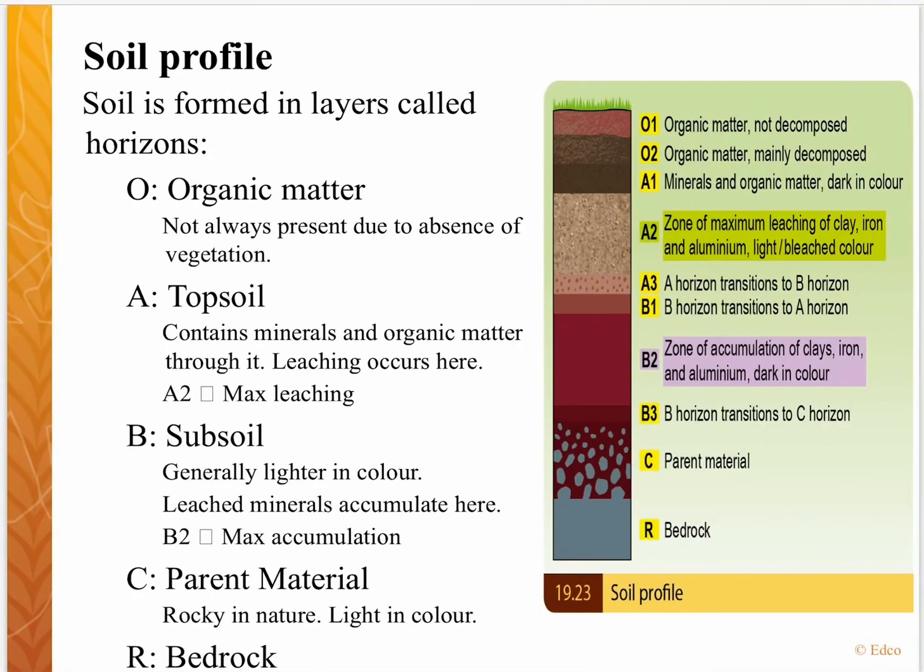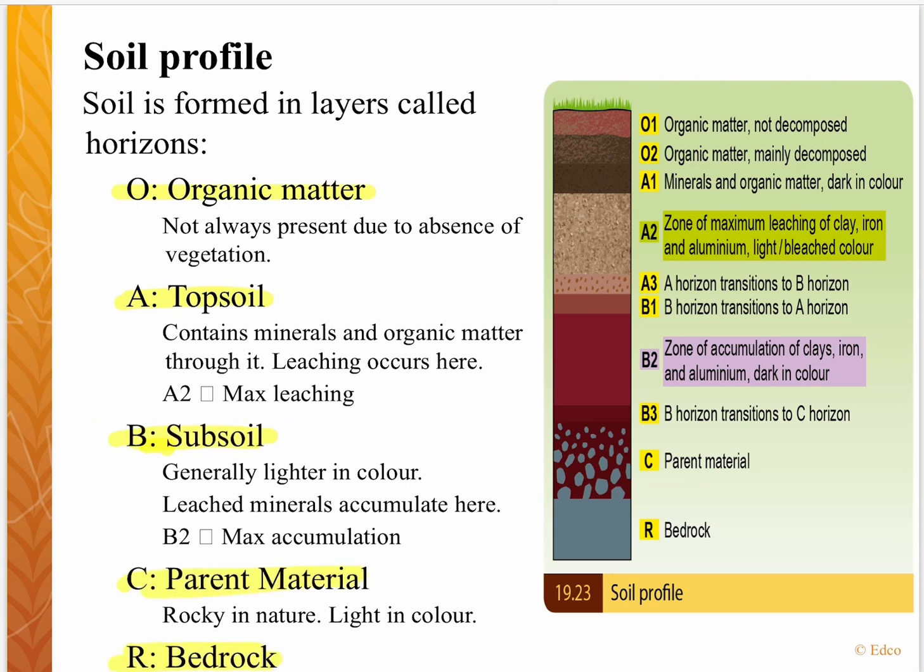Okay, then moving on to our general soil profile. So what we wanted to draw on our diagram or our worksheet there at the start, what is our general soil profile? Okay, so our O is going to be known as our organic matter, A is going to be known as our topsoil, B is going to be known as our subsoil, C is our parent material, and R is our bedrock.